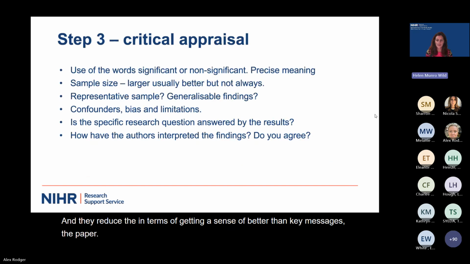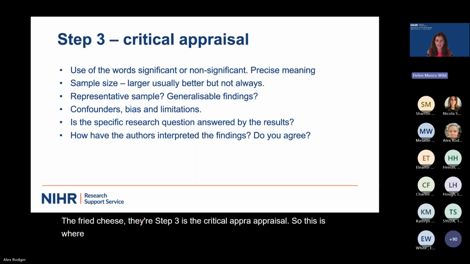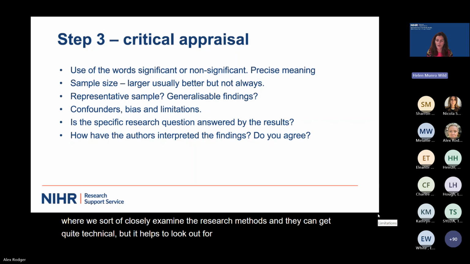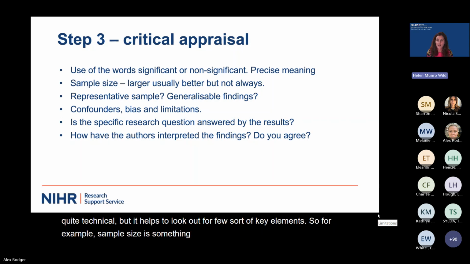Okay, next slide, please. So step 3 is the critical appraisal. So this is where we closely examine the research method, and they can get quite technical, but it helps to look out for a few key elements. So, for example, sample size is something that we're often very interested in.